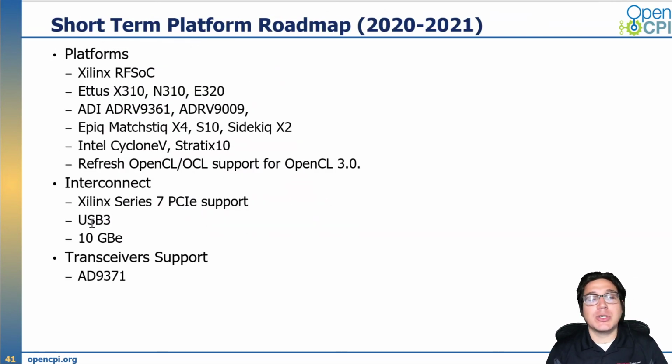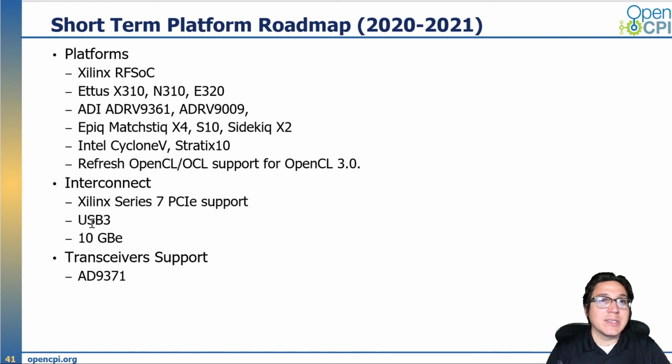So our short-term platform-specific roadmap. The OpenCPI team, as well as third-party contributors, are trying to create more platforms, and this is just a preview of what to expect within the next year. Xilinx RFSoC support, X310, so that will include updating RCC framing to support Ethernet frames as an interconnect. The N310, E320, and there's several transceivers.